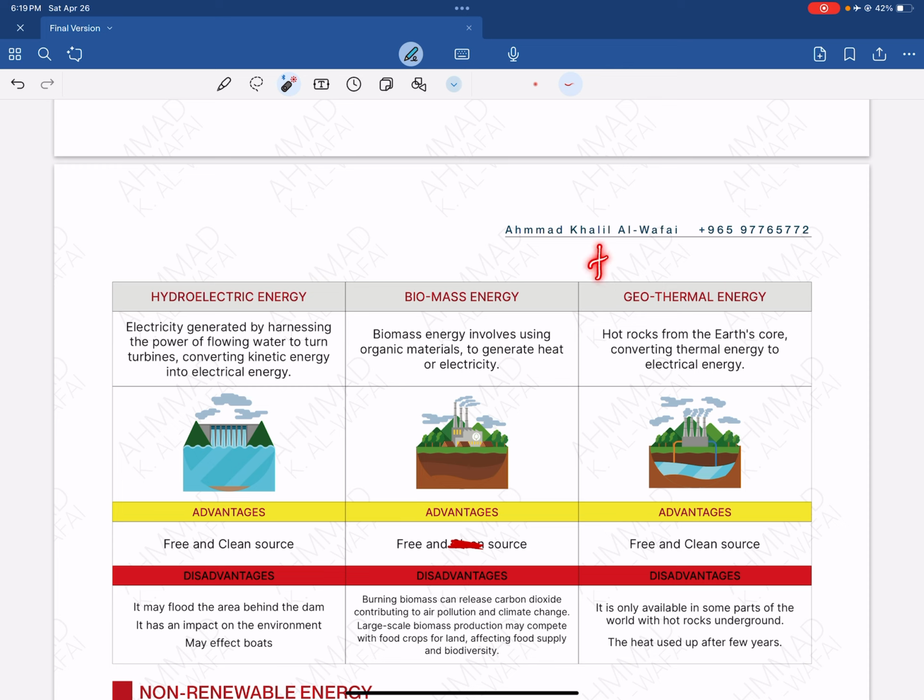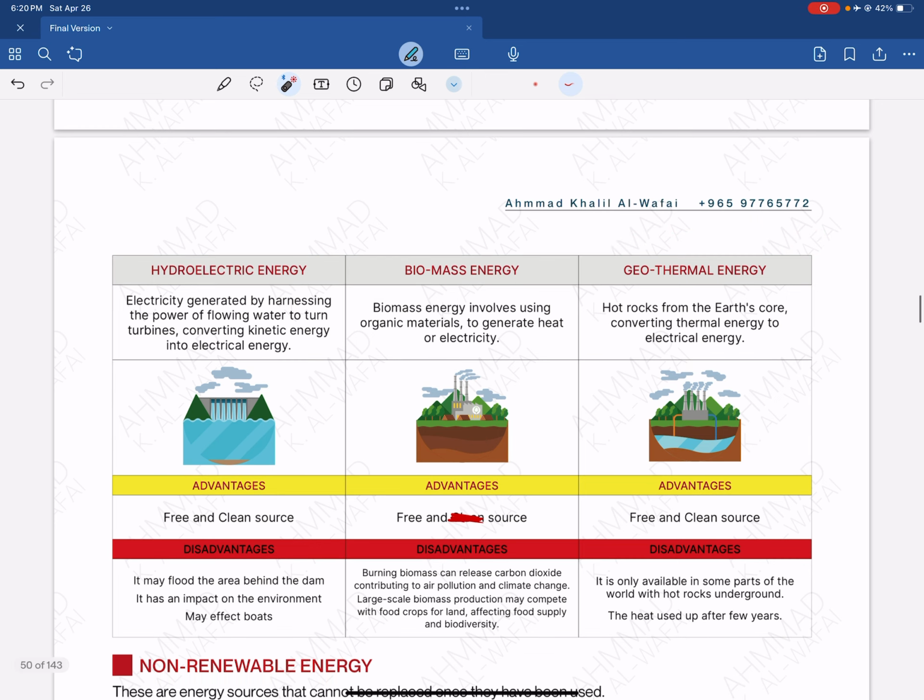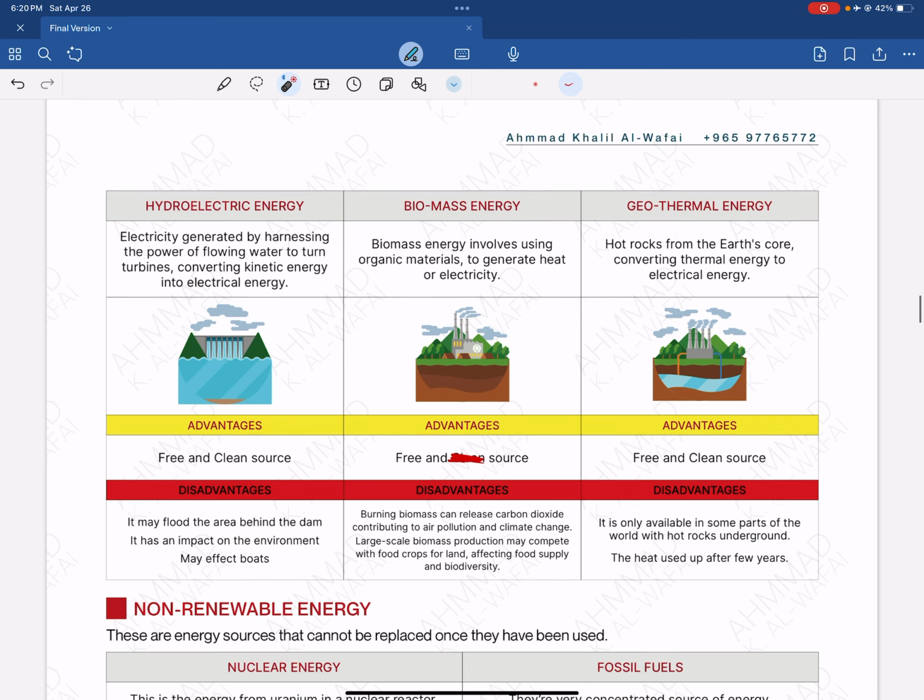Geothermal, the main energy is thermal, and that thermal is transferred to kinetic. And that kinetic is transferred to electrical energy. Okay, you need to know these transformations and also the advantages and the disadvantages.